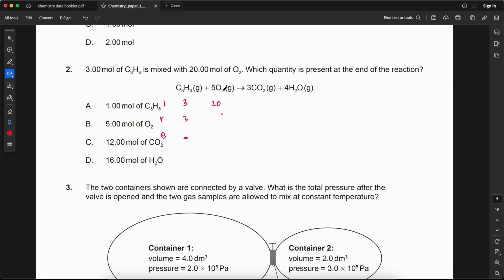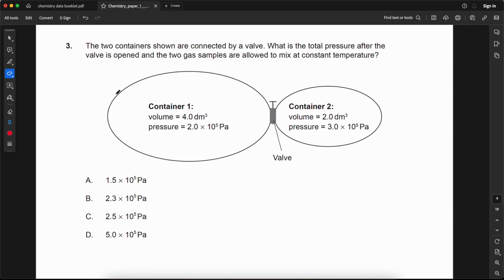And for oxygen, that would be 5/1. So 5, the coefficient of unknown divided by coefficient of known, times 3 mole known. Okay. So that would be 15. So 20 minus 15 will be 5 mole of oxygen.